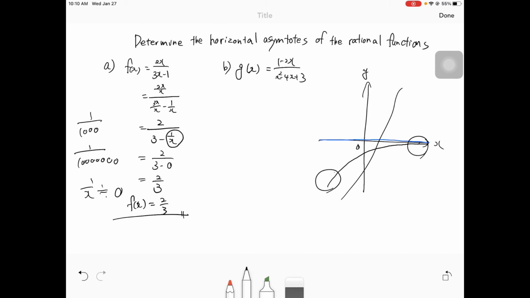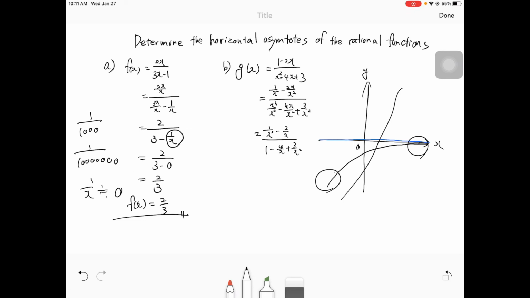Okay? So let's work on one more question. g of x equals 1 minus 2x over x squared minus 4x plus 3. So again, you divide by the highest power of the denominator, which is x squared in this case. Let me divide it. 1 over x squared, minus 2x over x squared, over x squared over x squared, minus 4x over x squared, plus 3 over x squared. Let me simplify: 1 over x squared minus 2 over x, over 1 minus 4 over x plus 3 over x squared.